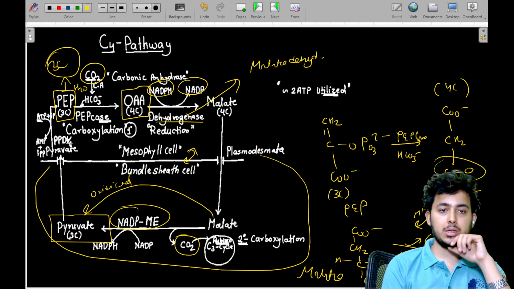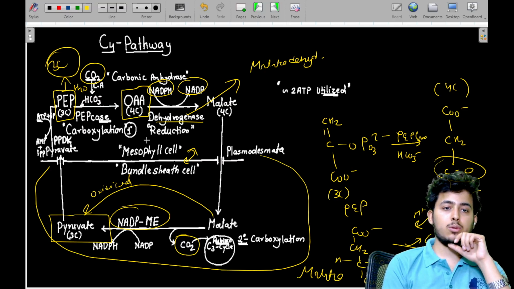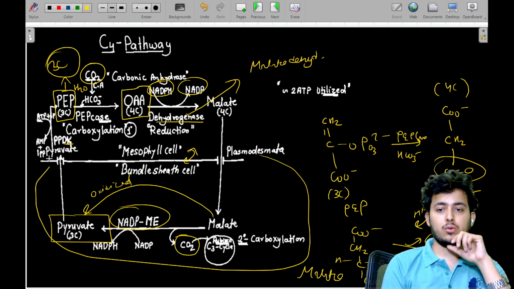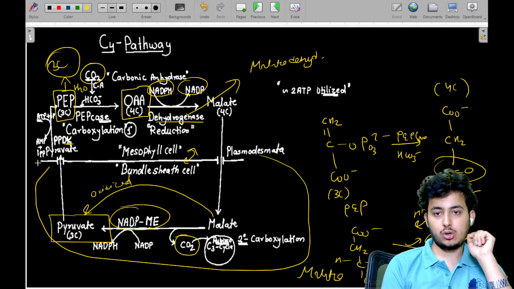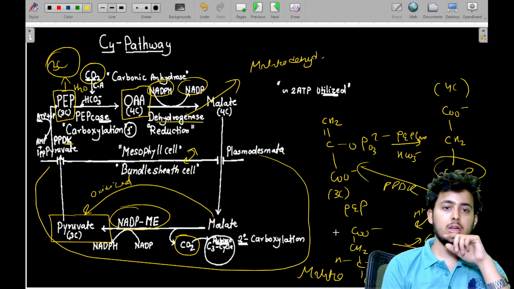Then this pyruvate, with the help of PPDK, is converted back. PPDK is an enzyme, a kinase basically. With the help of this dikinase, that will convert pyruvate back into phosphoenol pyruvate only. So this pyruvate that is formed over here will again be converted into phosphoenol pyruvate with the help of PPDK. So this is the whole thing.